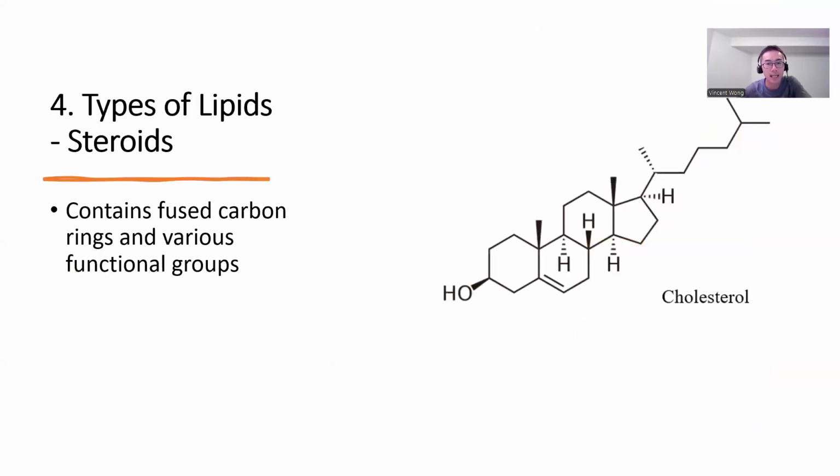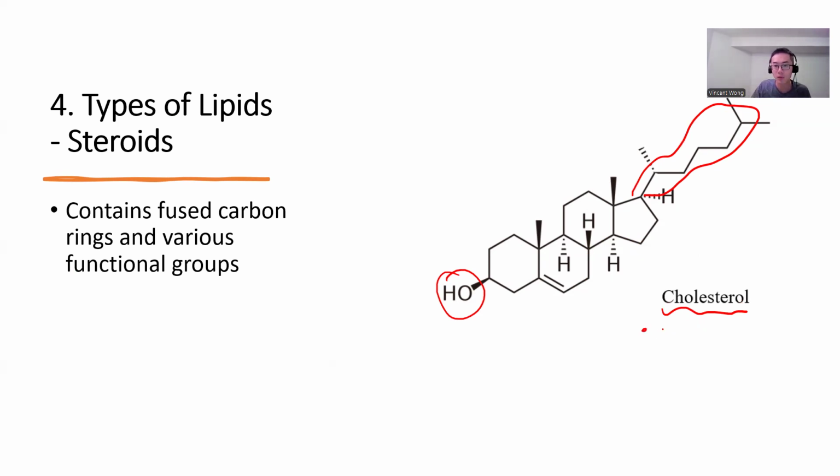Steroids contain fused carbon rings, 4 of them. So you can see these hexagons, they are basically carbon rings. And it contains various functional groups. So that's a functional group, an alcohol again. There is another functional group here. And cholesterol is actually an important steroid in the body.